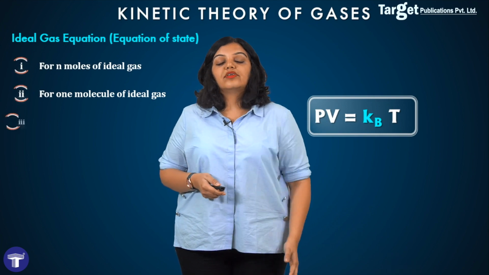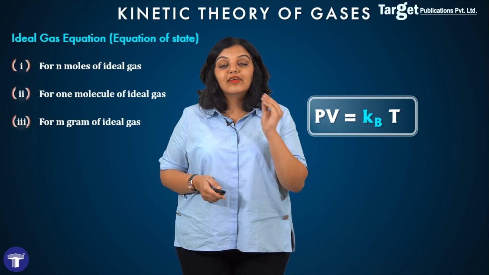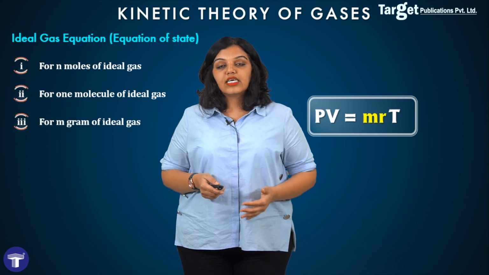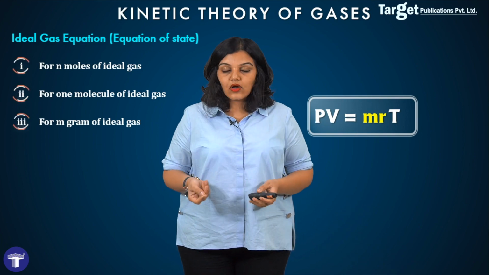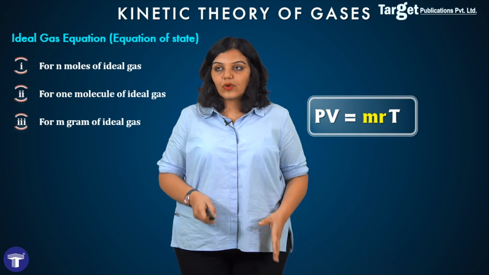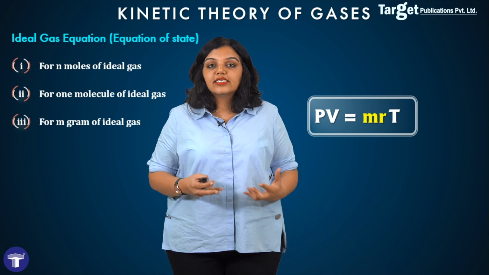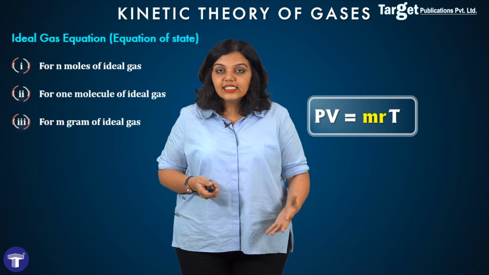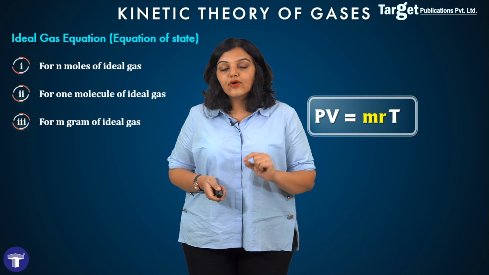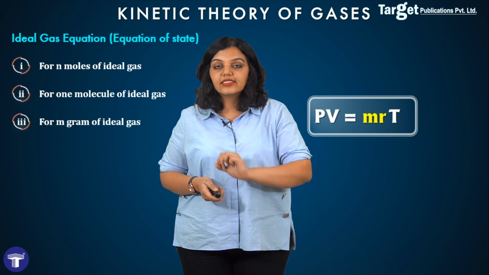Now I can also write the ideal gas equation for m grams of an ideal gas, and it comes out to be PV is equal to mRT, where R is the specific gas constant. So this is the ideal gas equation. But I am saying that it is the ideal gas equation again and again, but I haven't defined what exactly is an ideal gas. So let's take a look at what happens when I actually plot this on a graph.